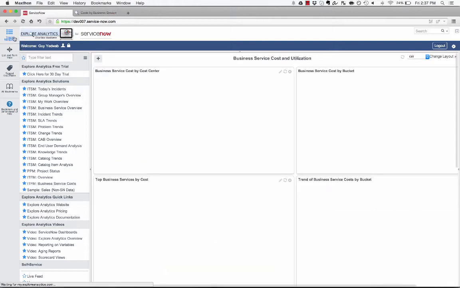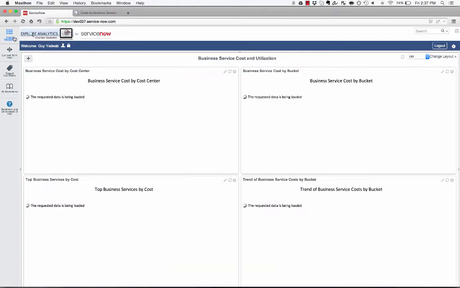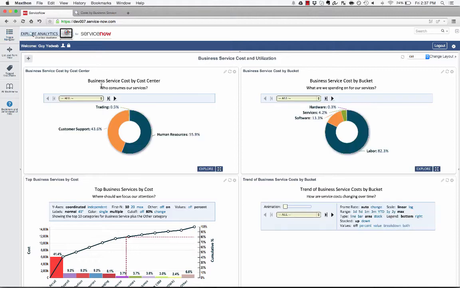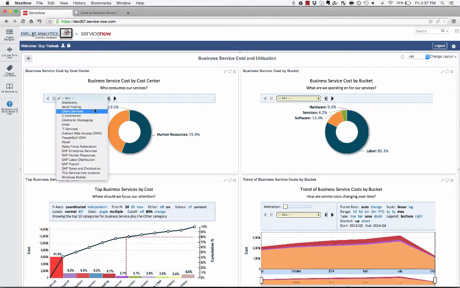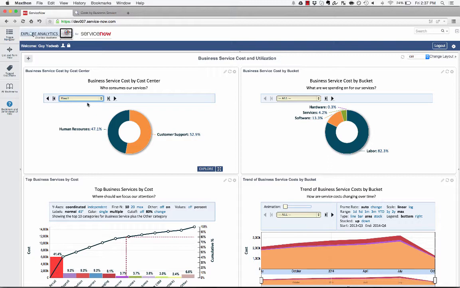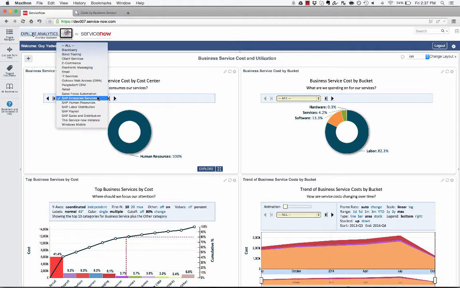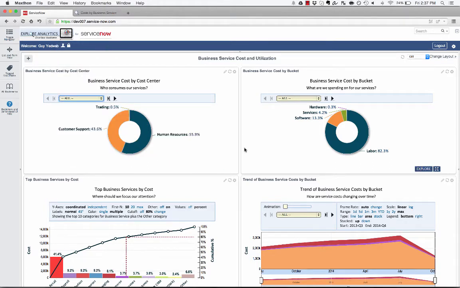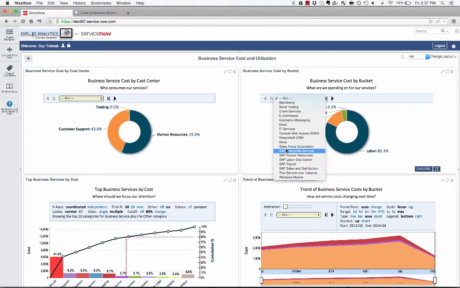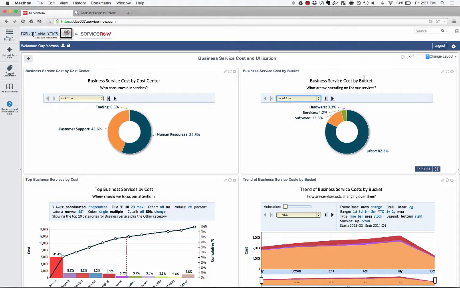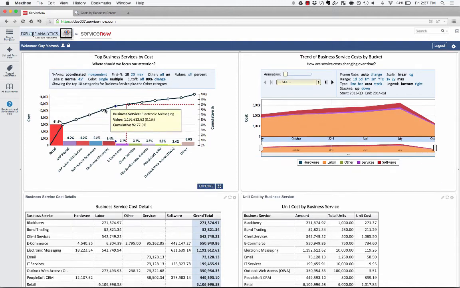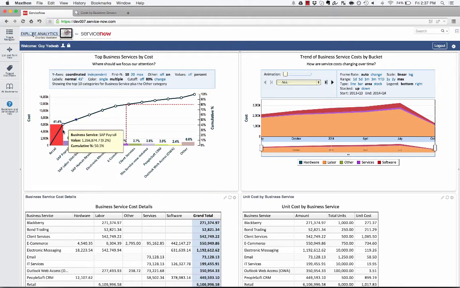We've also broken down these costs from a business service perspective. So if I want to answer key questions like, who's consuming our services? I can look at that, comparing the email service, which is about 50-50, versus the SAP service, which is completely consumed by human resources. Again, it's very easy for me to do those comparisons in a pretty interactive way. The same for business service cost by bucket, looking at which business services are the top. So, 41% of my cost is being driven by this retail service. Again, I can really track that.